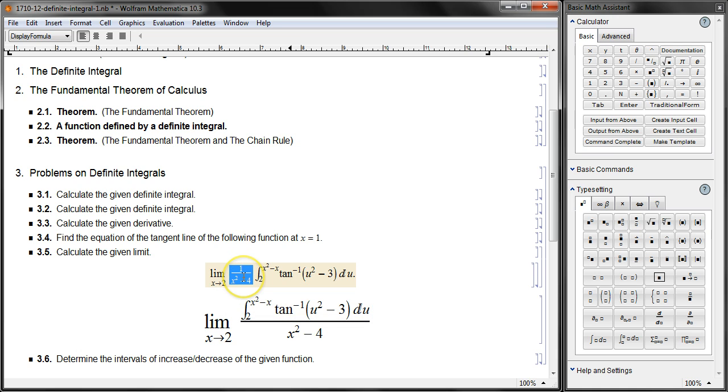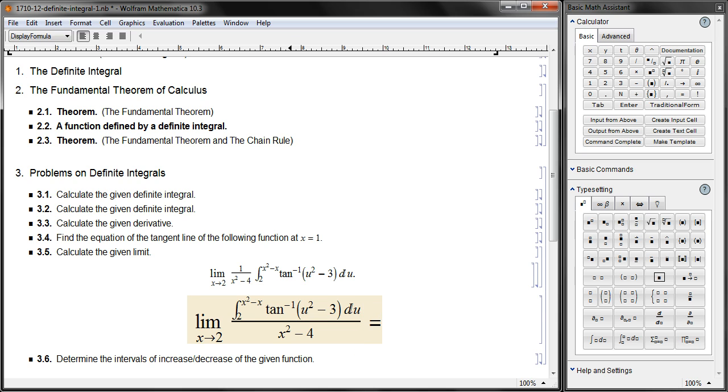This one we can move to denominator, and please note that this limit is 0 over 0 type limit. Plug in x equals 2, what do we get? 2 squared minus 4. Denominator is 0. How about the numerator? This part is 2 squared minus 2, 4 minus 2, that's also 2. So this integral here is integral from 2 to 2. So we have 0 over 0 type limit.